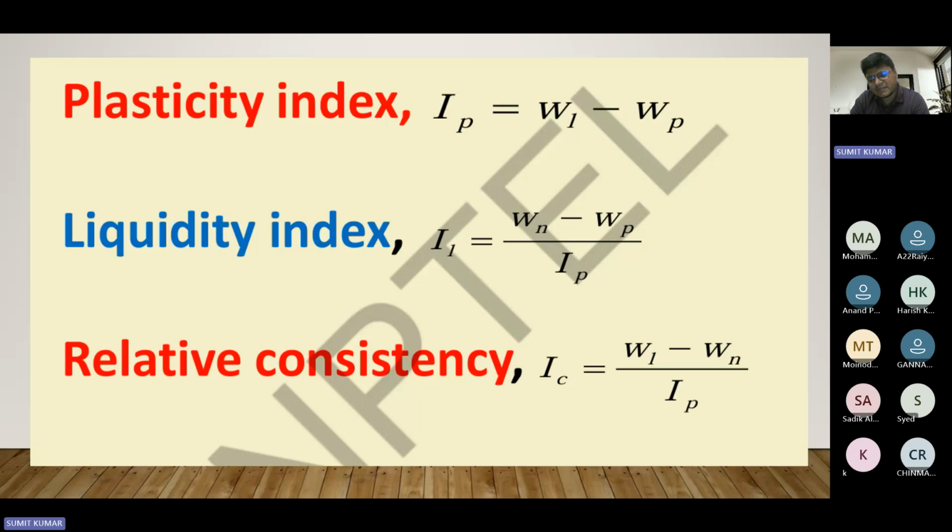Similarly, the relative consistency is Wl minus Wn by Ip. So over here one index is missing, that is the consistency index, right? The consistency index is nothing but WL minus Wn, where WL is the liquid limit and Wn is the natural water content at this point of time, divided by Ip. So we will discuss the problem on that in this class.